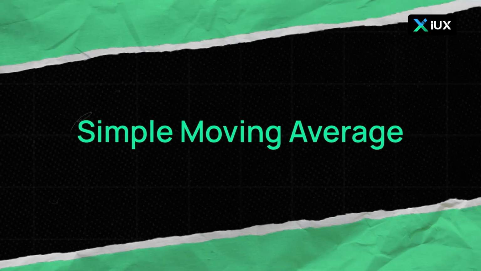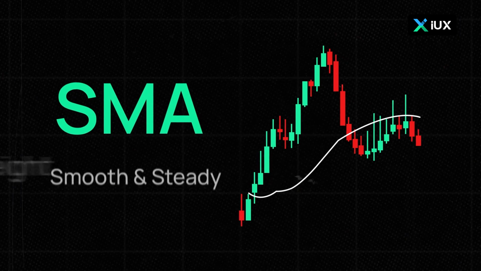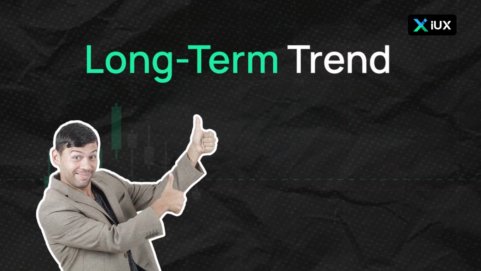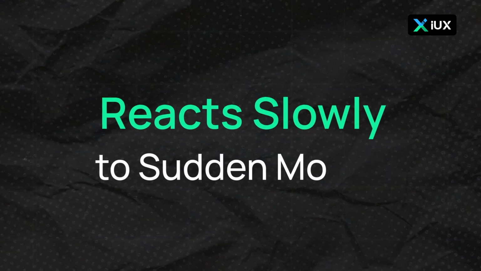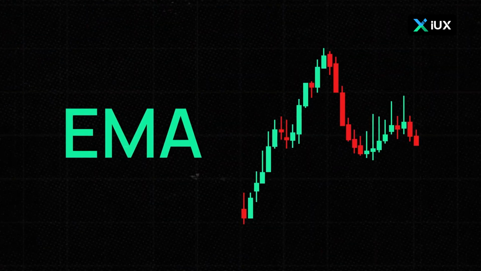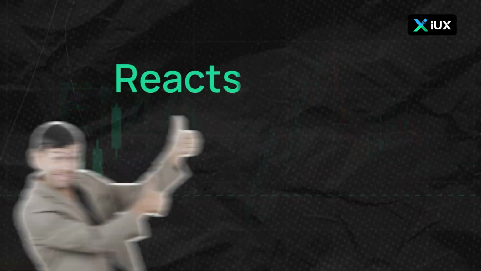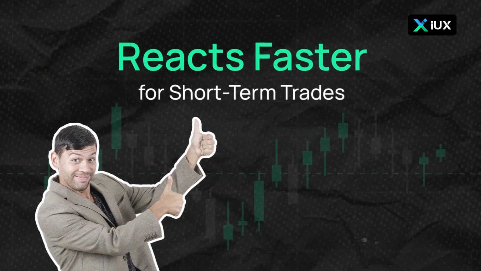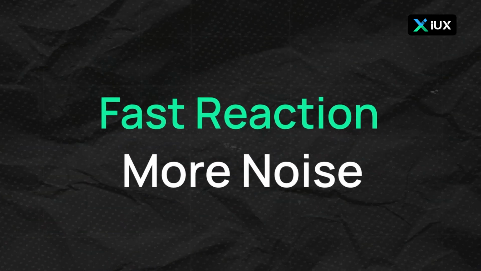Simple moving average. The SMA gives equal weight to each price point. It's smooth and steady, perfect for identifying long-term trends, but it reacts slowly to sudden price changes. Exponential moving average. The EMA, on the other hand, gives more weight to recent prices. It reacts faster, making it great for short-term trading in volatile markets. However, this speed can lead to more false signals.